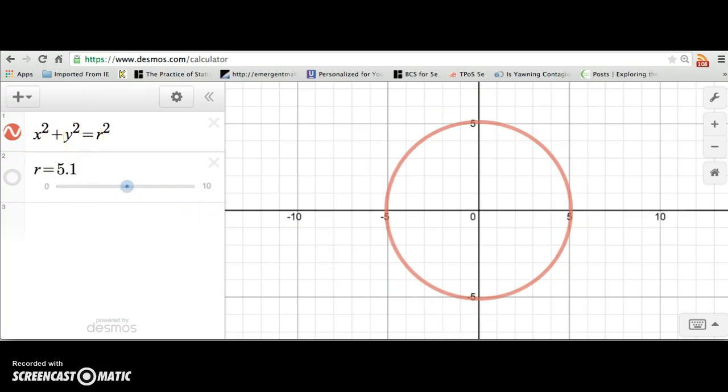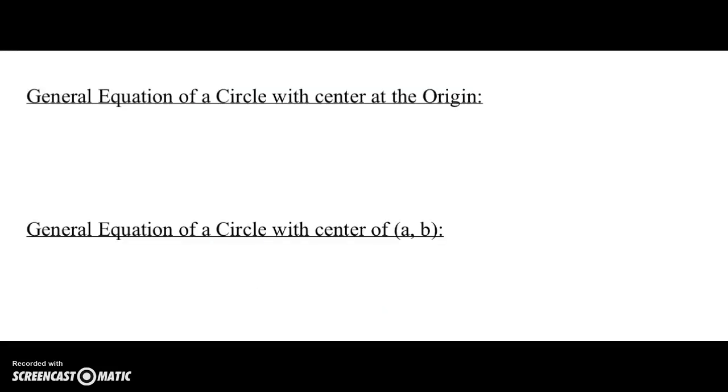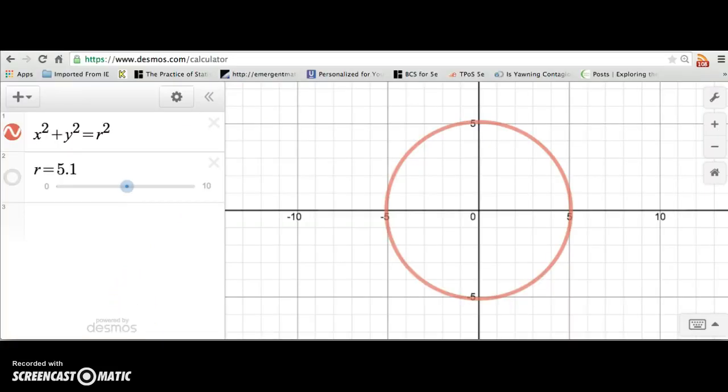So go back to your handout of notes and let's talk about the general equation of a circle with a center at the origin. The general equation of a circle whose center is at the origin is just going to be x squared plus y squared equals r squared. But what if the circle wasn't centered at the origin? Let's go back to Desmos to help us with that.